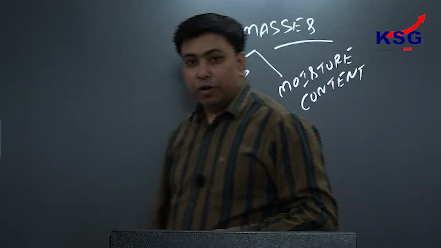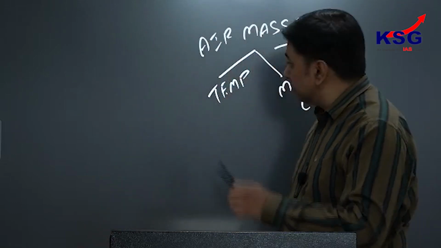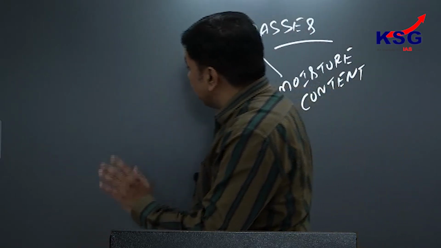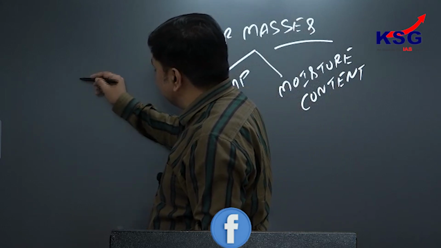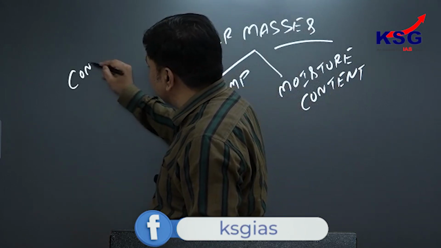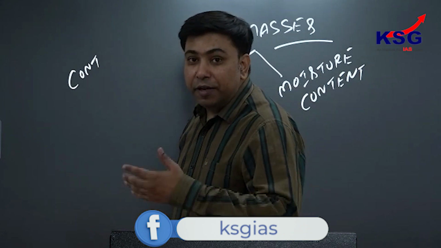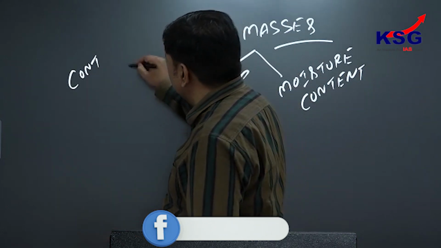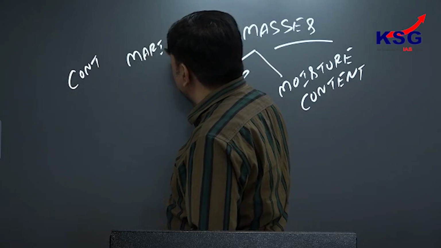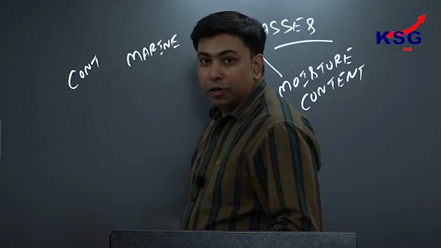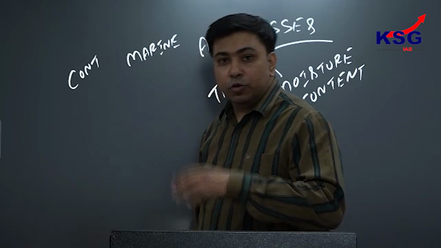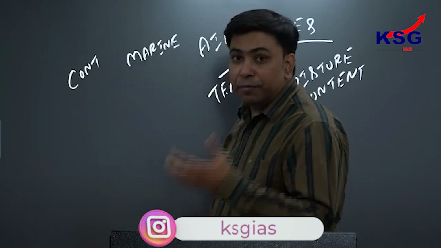Agree? So I hope you understand the concept of air mass. Now listen, when the air masses are originating over continental land mass, then the air mass would be called a continental air mass. When the air mass is able to develop over a water body, then the air mass would be called what? Marine air mass or maritime air mass. So the air mass could be continental or maritime, I mean oceanic.